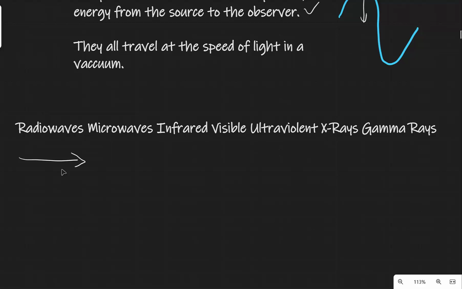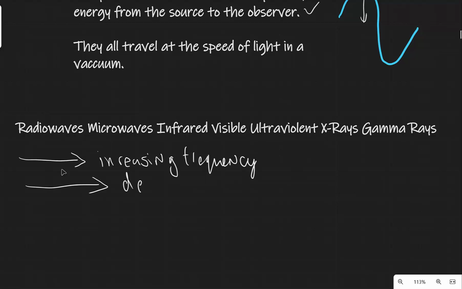So let's say that we have an increasing frequency this way. So let's start with the frequency, increasing frequency, and also you can think of it as decreasing wavelength. So let's just say it like this: decreasing wavelength.